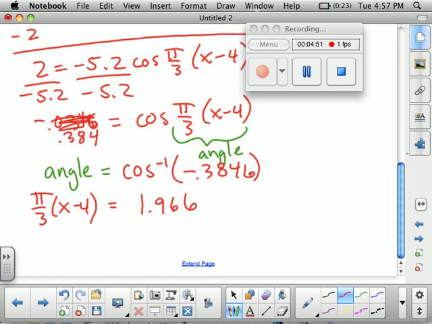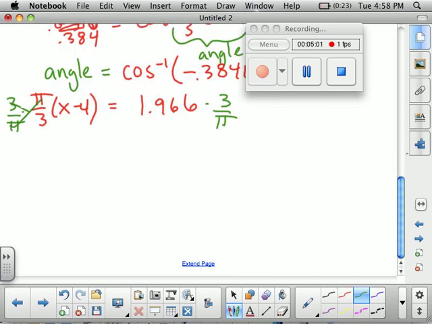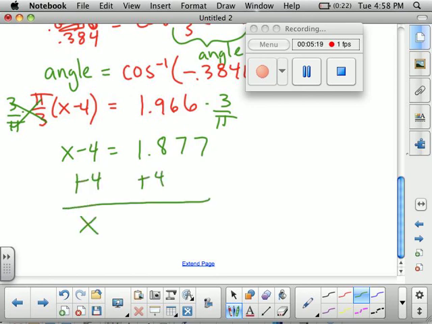All right, now our job is just to unwrap the x. So I'm going to multiply by the reciprocal on both sides. Again, don't clear your calculator, so now these cancel. X minus 4 will be that 1.966 times 3 divided by pi, and we come up with 1.877 roughly. Add 4, and we get x equals 5.877, and this would be our final solution.